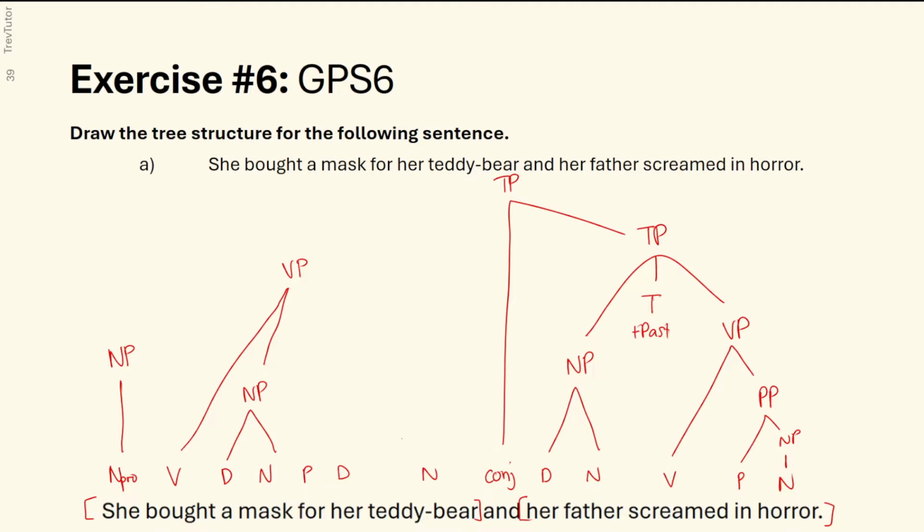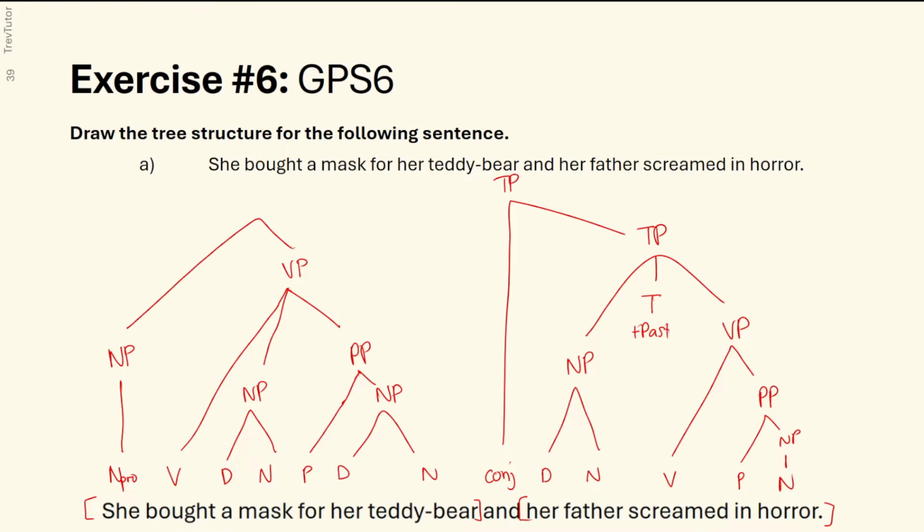Her teddy bear is also going to be a noun phrase. Something in the world. And for is a preposition introducing it. So the preposition will become a prepositional phrase and take a noun phrase as its complement there. So you're buying a mask for the teddy bear. So for her teddy bear is also describing the verb.